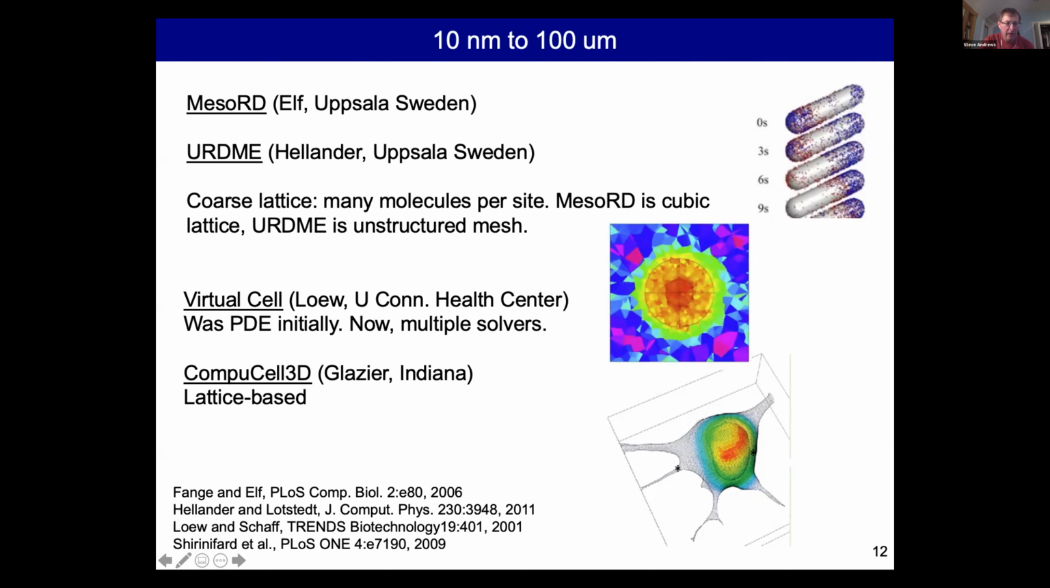Also at a larger scale, Virtual Cell. It was a PDE simulator initially, so it was deterministic and looked at diffusion and the reactions with differential equations. And this is a VCell picture. VCell has grown to become a multiple-solver software. It has Smoldyn in there, for example, for particle-based simulation, has ODEs, has stochastic ODEs, or stochastic differential equations, lots of things in VCell. Of course, we mentioned Computational 3D, which is also lattice-based and at a little bit larger size scale. So that's better for tissues, while most other things here are better for single cells.